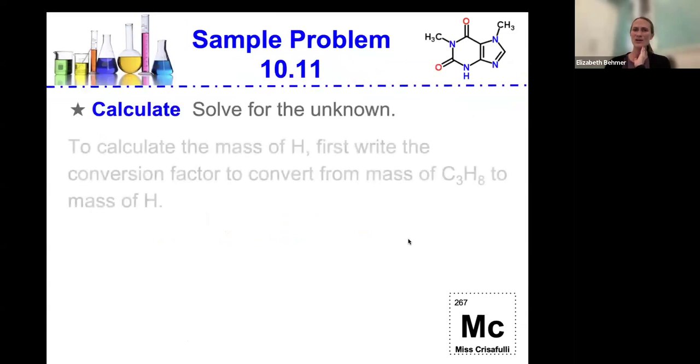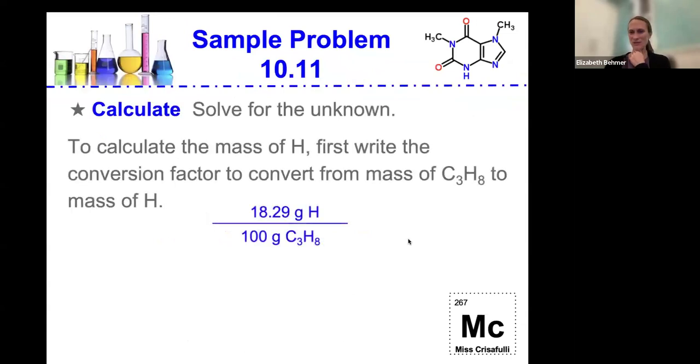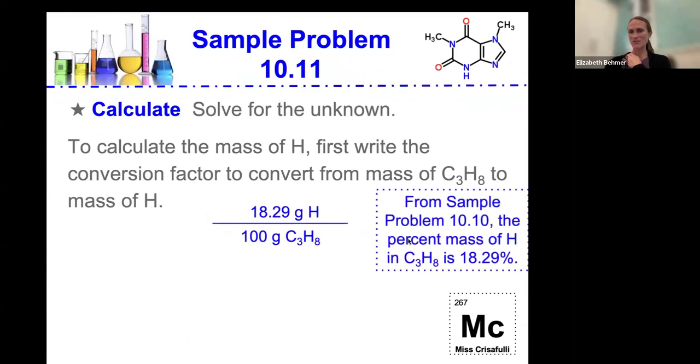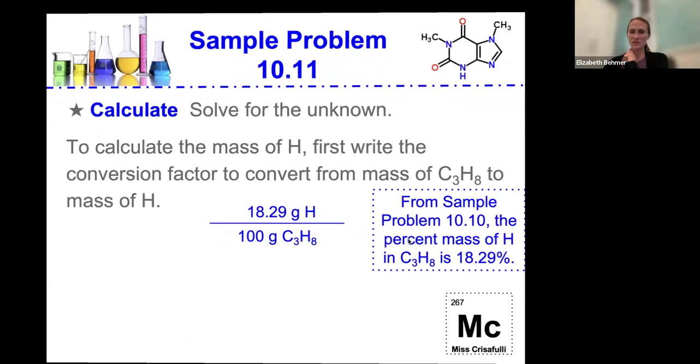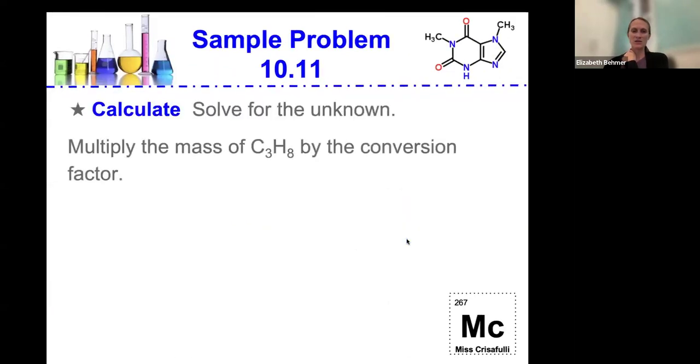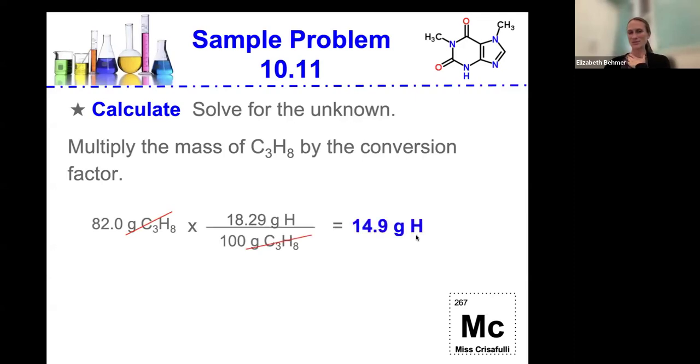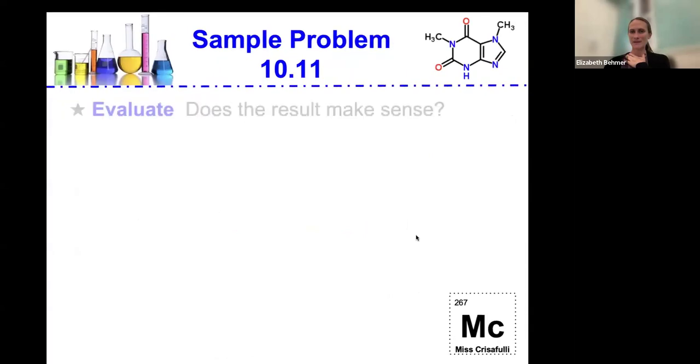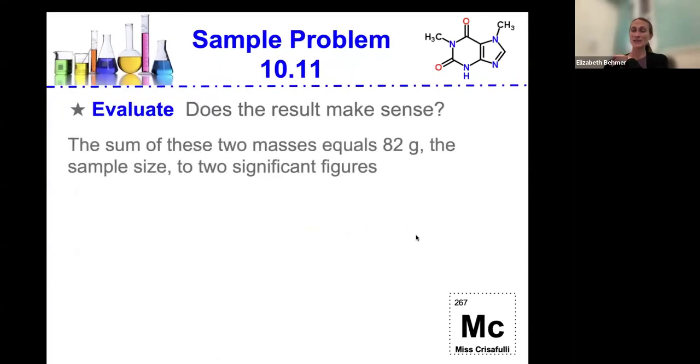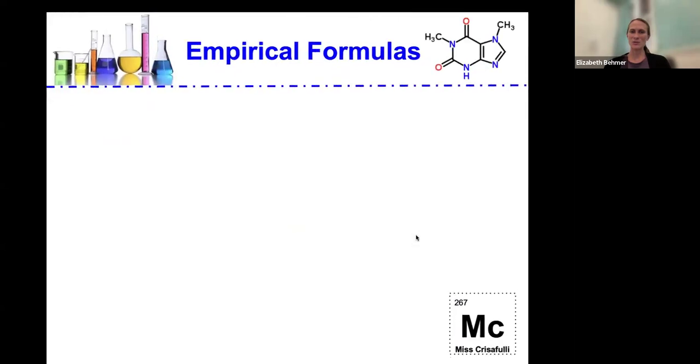And then to do hydrogen, we'll use the hydrogen conversion factor, which was 18.29% from the given problem. So we know that 18.29 grams of hydrogen will be found in 100 grams of propane. So we'll use that conversion factor to take the grams of propane that they give us. We'll multiply by the conversion factor, crossing out grams of propane, and we're left with 14.9 grams of hydrogen. Does the result make sense? The sum of these two masses equals 82 grams, which was the sample size that they gave us to begin with, to two significant figures, so we are good to go.